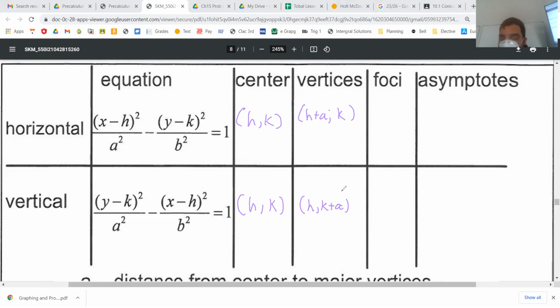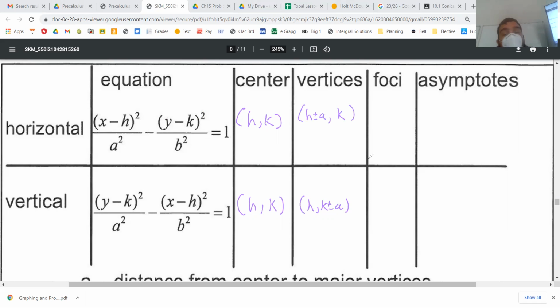So why is this one not plus or minus? It should be plus or minus actually, yeah, because you're going up and you're going down. Plus, minus, A, plus, minus.